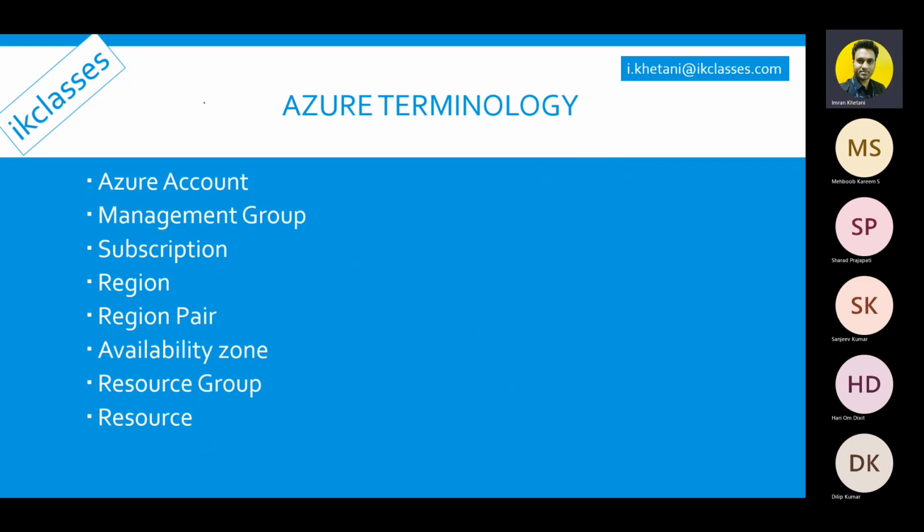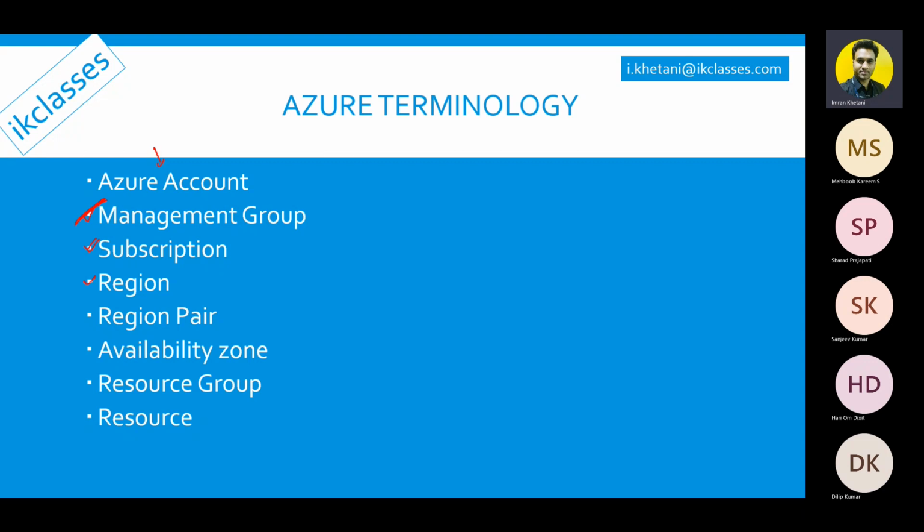So let's see the summary again. Azure account is the account you use for signing up. Management group is used to make sure that if you are using multiple subscriptions, you can keep the subscriptions inside the management group, and you can apply the policies at the management group level so that all the subscriptions will inherit those policies. Subscription is the billing entity. So if you want to use Azure resources, if you want to deploy resources, you can make use of a subscription.